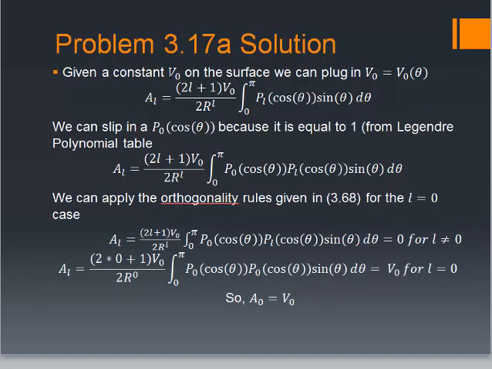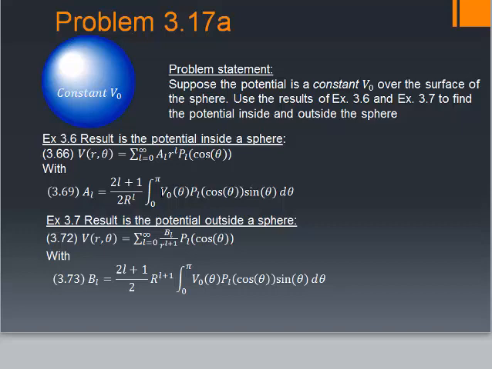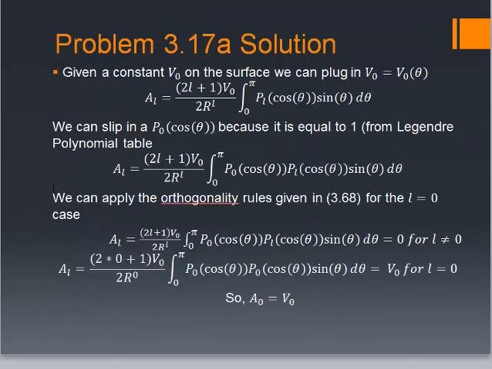Now in our problem we're given that V0 is a constant, rather than, as in the slide, having a dependence on theta. So since we know it's constant, we're allowed to pull it out of the integral because the integral only depends on the theta term. And the Legendre polynomial for L equals 0 is equal to 1, so we can multiply our equation technically by 1 and slide this P sub 0 of cosine theta into our integral.